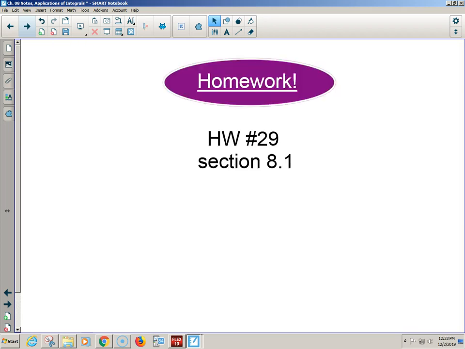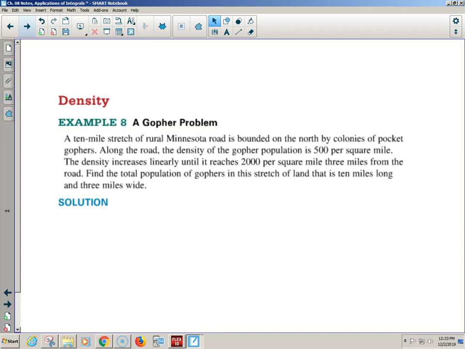But guess what else? Oh, homework! What else could make it more exciting? The idea of density.